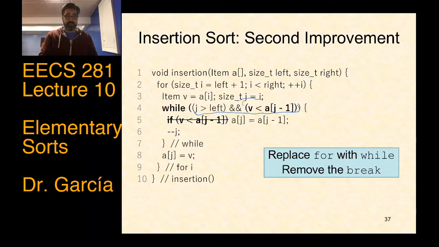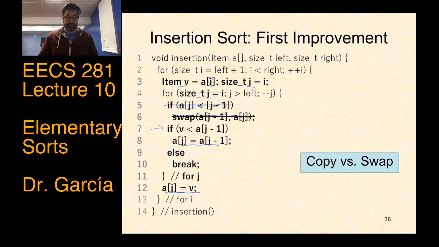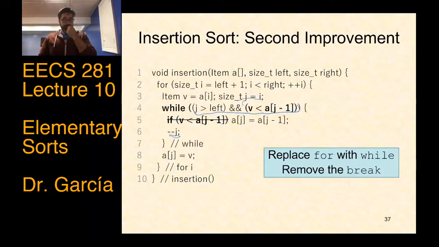And decrementing the J here is analogous to what we had earlier, which was decrementing J here. And again, once we're done finding its rightful position, we place it there.